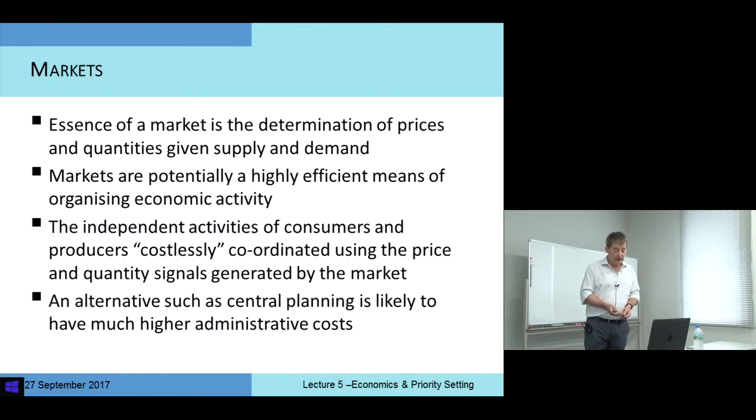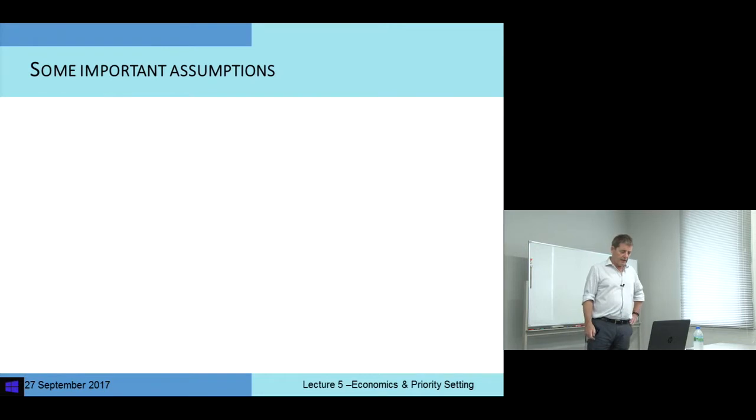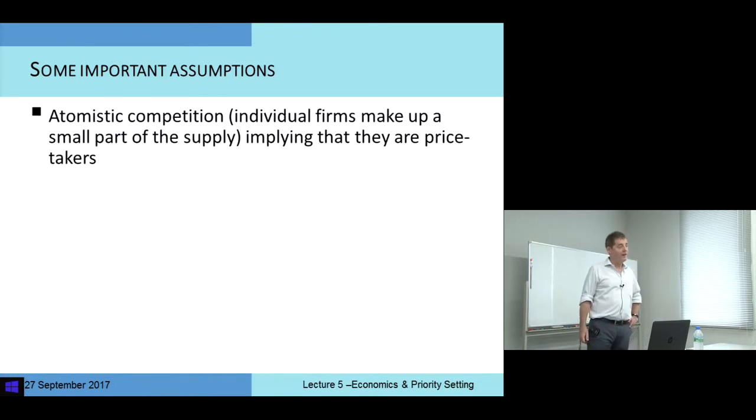Now, of course, there are alternatives to markets. One alternative is some sort of central planning, where a government or government departments or agencies determine quantities, determine prices. But any of these alternative systems are likely to be much more costly to operate. Now, I'm talking about markets that function well. And in order for markets to function well, there are a number of assumptions that we require. And I won't go through them all, but I'll highlight some of them.